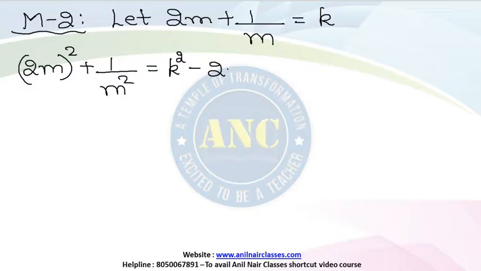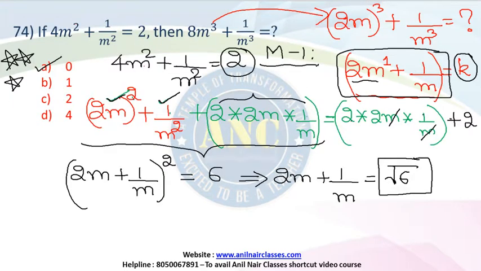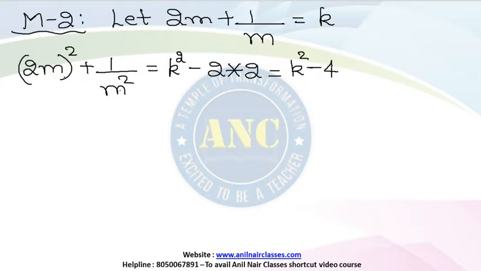But I cannot just stop at k square minus 2. I should multiply this by the coefficient of m, that is 2, and the coefficient of 1 by m, that is 1. So this value is nothing but k square minus 4. That means can I say that 2m whole square plus 1 by m square, I got as k square minus 4. But think logically, in the question itself they have given you the value of 2m whole square plus 1 by m square as 2. That means this k square minus 4, whatever I got, is exactly equal to whatever is given in the question as 2.